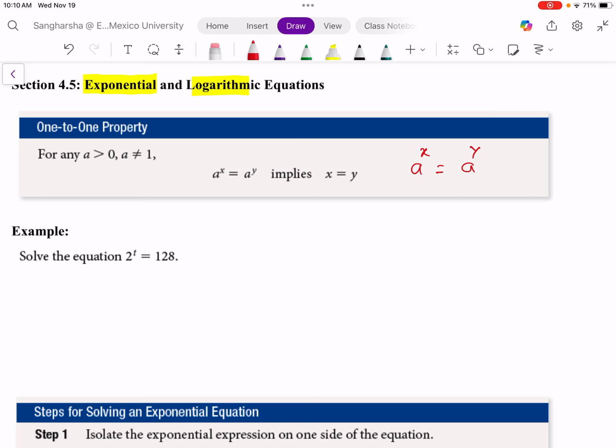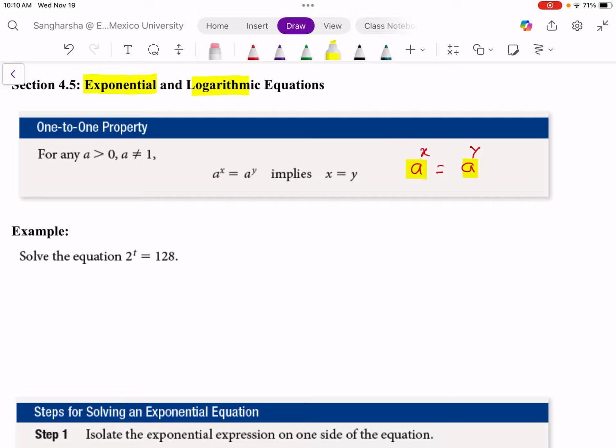Can you tell me one common thing that we have in these two exponential expressions? What is one common thing? The base is same, right? So here this is the base, and our exponents are different.